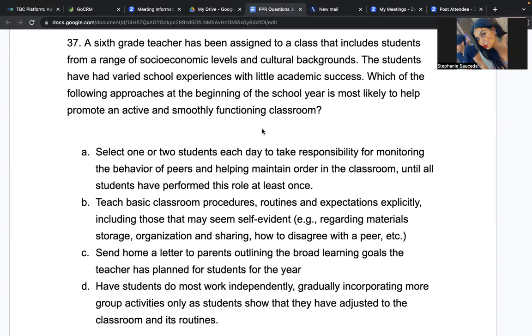A 6th grade teacher has been assigned to a class that includes students from a range of socioeconomic levels and cultural backgrounds. The students have had varied school experiences with little academic success. Which of the following approaches at the beginning of the school year is most likely to help promote an active and smoothly functioning classroom?